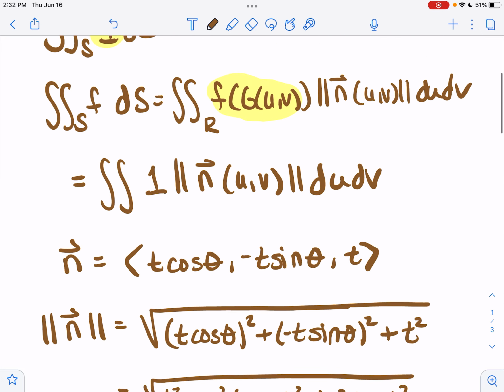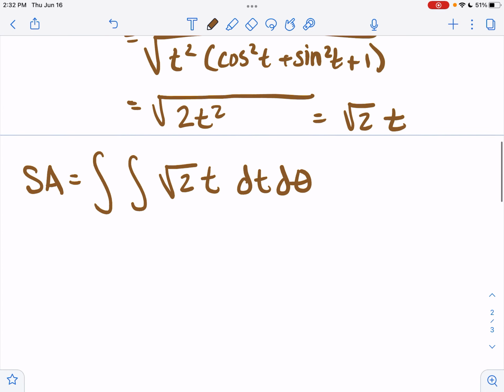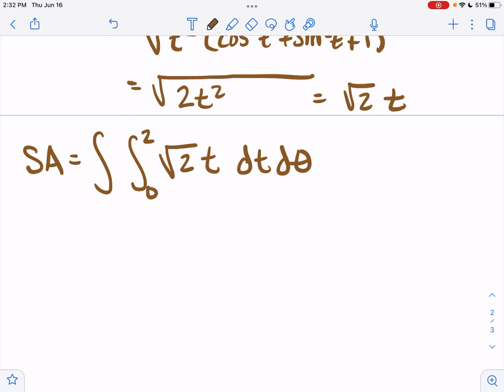And for our parameterization, we had t going from 0 to 2, because we're going from the xy plane down below up to where the cone reaches a radius of 2. So t represents the radius of the cone, so from 0 up to 2. And then theta, we're going all the way around, so theta will be from 0 to 2 pi.